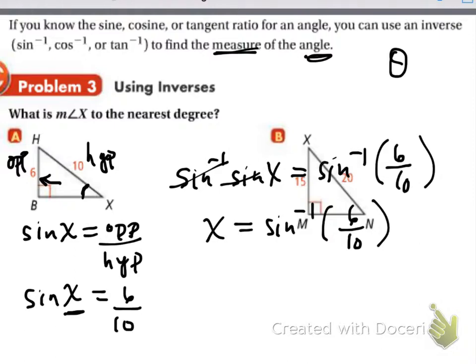Now, in your calculator, what you're going to do is hit the second key. So the inverse sine is either the powder blue or the yellow behind the sine key. So you're going to hit the second sine, and then the inverse sine should come up, and then you hit 6 divided by 10. Hit enter, and so x is going to be approximately, rounded to the nearest degree, 37 degrees. So this angle right here is a 37-degree angle approximately.